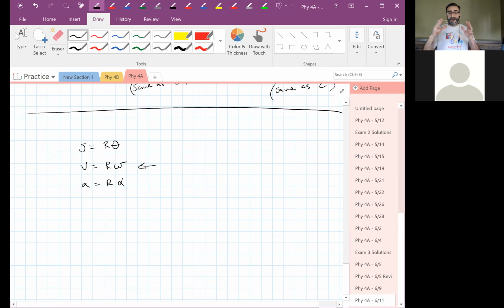As you move farther out, every point on a rigid object rotates with the same speed, the same angular speed, right? The same number of revolutions per second or whatever it is. But as you move farther and farther out, you have to move faster and faster to keep up, right?